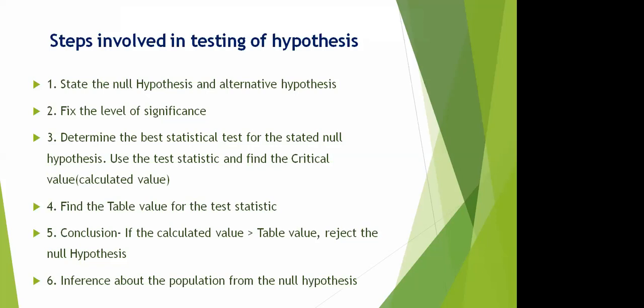And if the calculated value is greater than the table value, we can take the decision that we can reject the null hypothesis, and then draw the inference or do the interpretation of the results. So these are the steps involved in testing of hypothesis. We first state the null hypothesis and alternative hypothesis, then we fix the level of significance, then we choose the test statistic, find the table value, take the comparison and take the decision, and do the interpretation. These are the steps involved in testing of hypothesis.